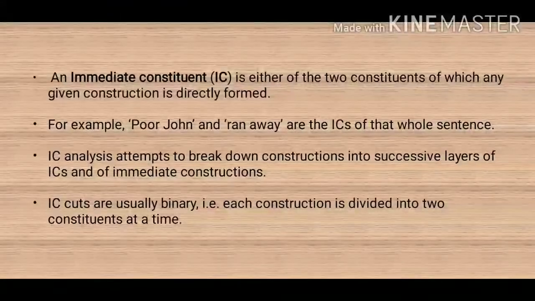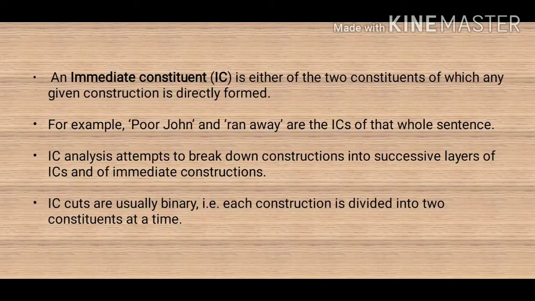IC cuts are usually binary, that is, each construction is divided into two constituents at a time. Every constituent is a part of a higher natural word group. Every constituent is further divided into lower constituents. This process goes on until one arrives at the smallest unit morpheme.